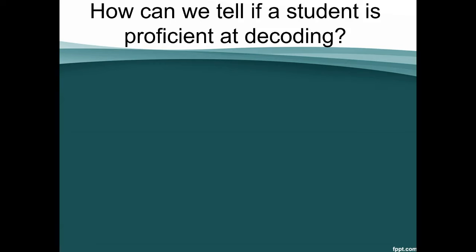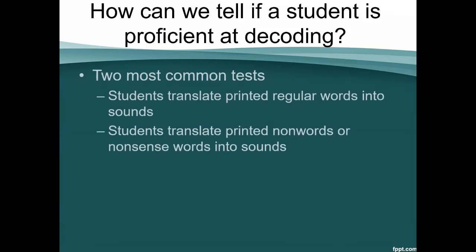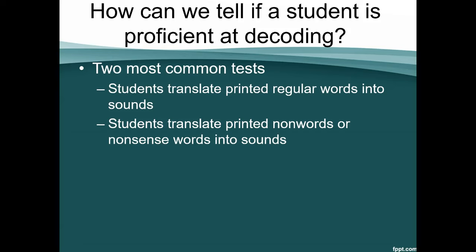Leading into that, how can we tell if a student is proficient at decoding? Oftentimes we have 2 common tests. The first one, obviously, is translating words into sounds, or taking letters and putting them into words. Additionally, we can test students on non-words or nonsense words, so words that are not real, they don't exist. And like I said, we could also look at words that are not familiar to a student, but are actually real words in the English language. In one of your readings this week, you'll take a look at some last names and how students will decode those last names in order to be tested and see what their decoding is.